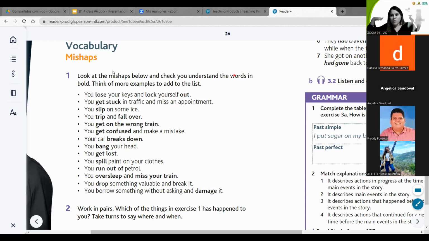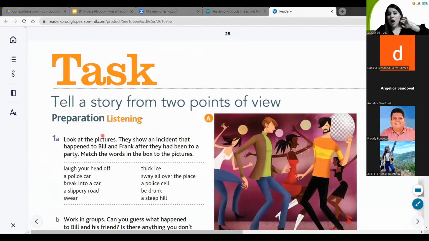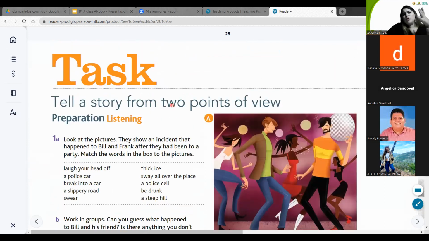Okay, guys, now that we reviewed a little bit of this vocabulary about mishaps, now we're going to move back to page 28 and 29. We are going to do a listening exercise and we're going to listen to a story, but this story has 2 points of view. So it's going to be very interesting. You're going to listen to this and you are going to see what happened.